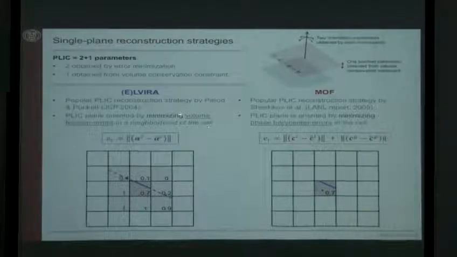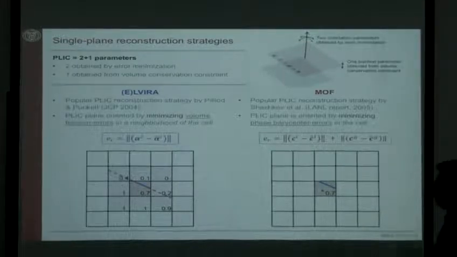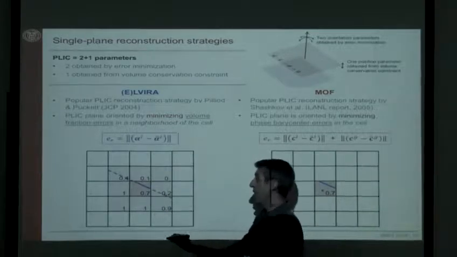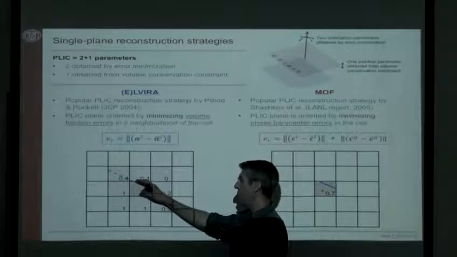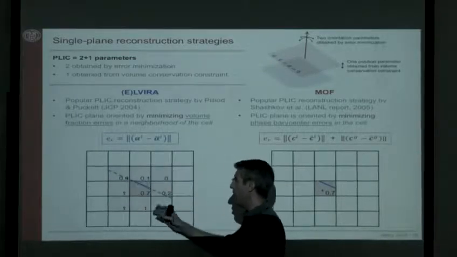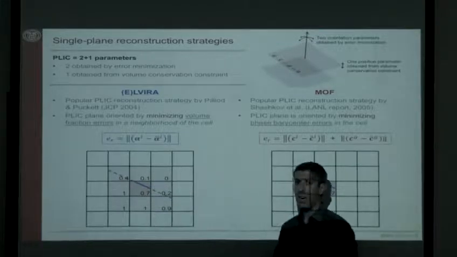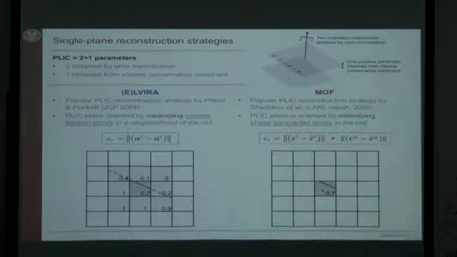The idea is to orient the plane optimally by minimizing volume fraction errors in the neighborhood of the cell. So you're trying to reconstruct your plane right here, but in order to optimize the orientation of it, you're going to look at the neighborhood and see how you would have to orient your plane to get the right volume fraction of liquid in an area around your cell. Okay, so you end up minimizing an error that looks like that.